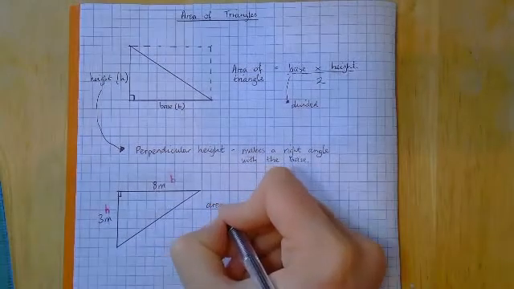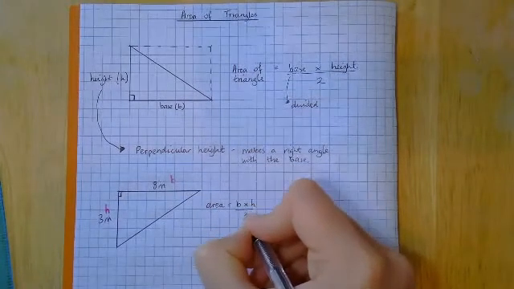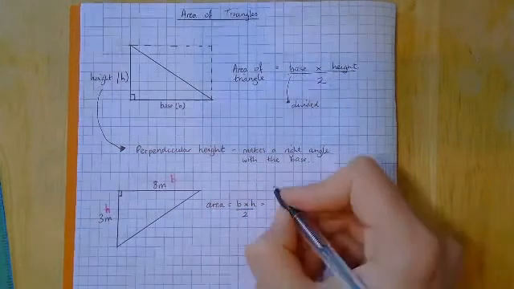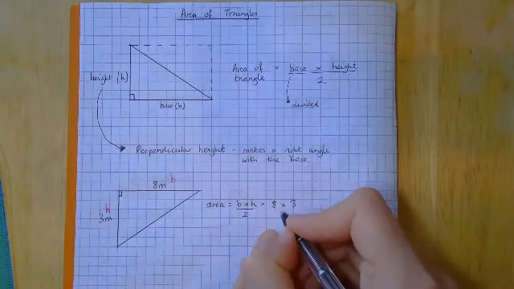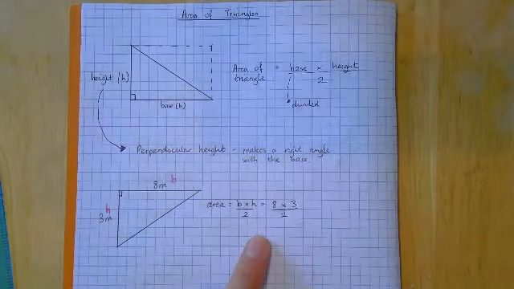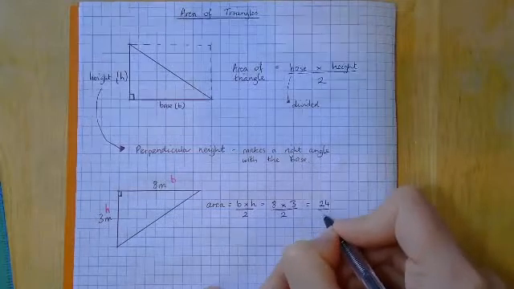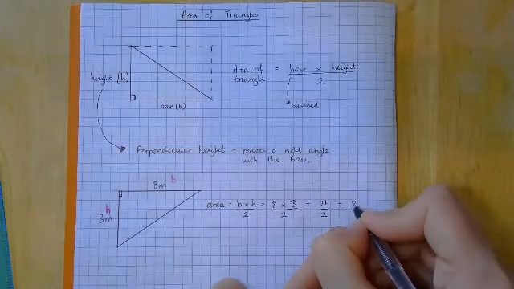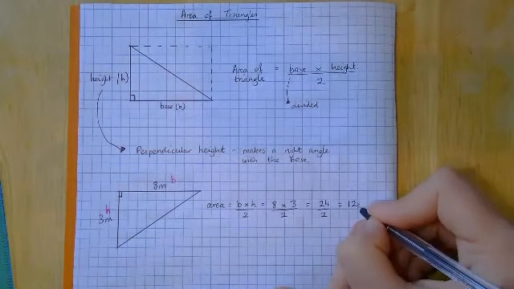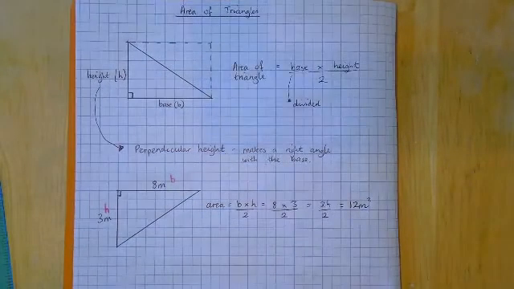And then I'm going to write really neatly. So my area is going to be base times height divided by 2. I'm going to do 8, that's my base. My height is 3, and then I'm going to divide it by 2. 8 times 3 is 24, then I need to divide it by 2. 24 divided by 2 is 12, and I'm in area, so it's going to be meters squared.